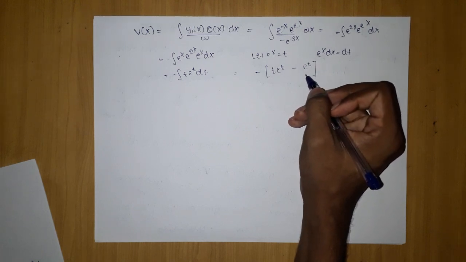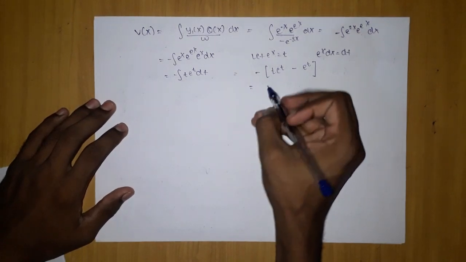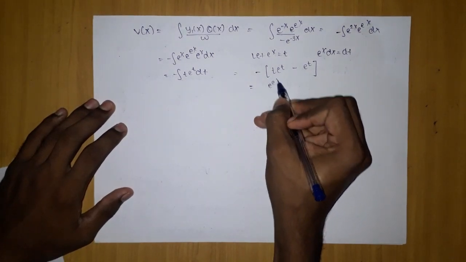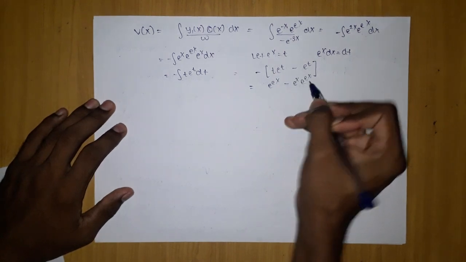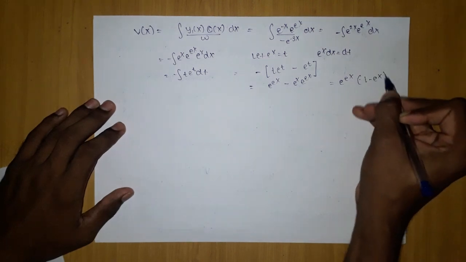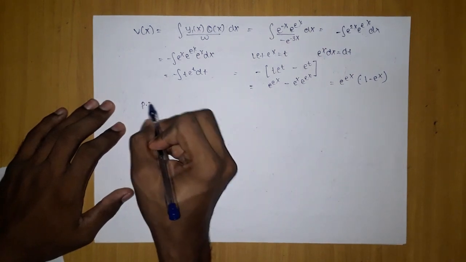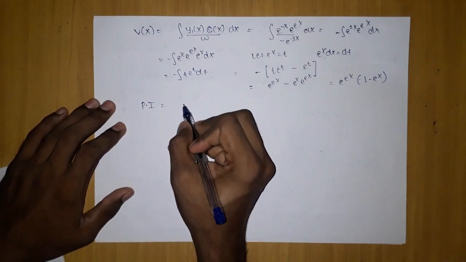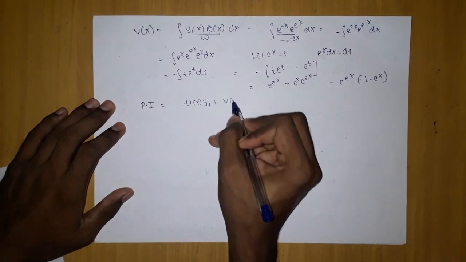So finally we are left with something like this. If we multiply the minus sign, we are going to get things like e to the power x minus e to the power x into e to the power x. So we will take e to the power x common, giving us 1 minus e to the power x as our v of x. So we got our v of x. So can I get the particular integral? Yes, it will be nothing but u of x into y1 plus v of x into y2.